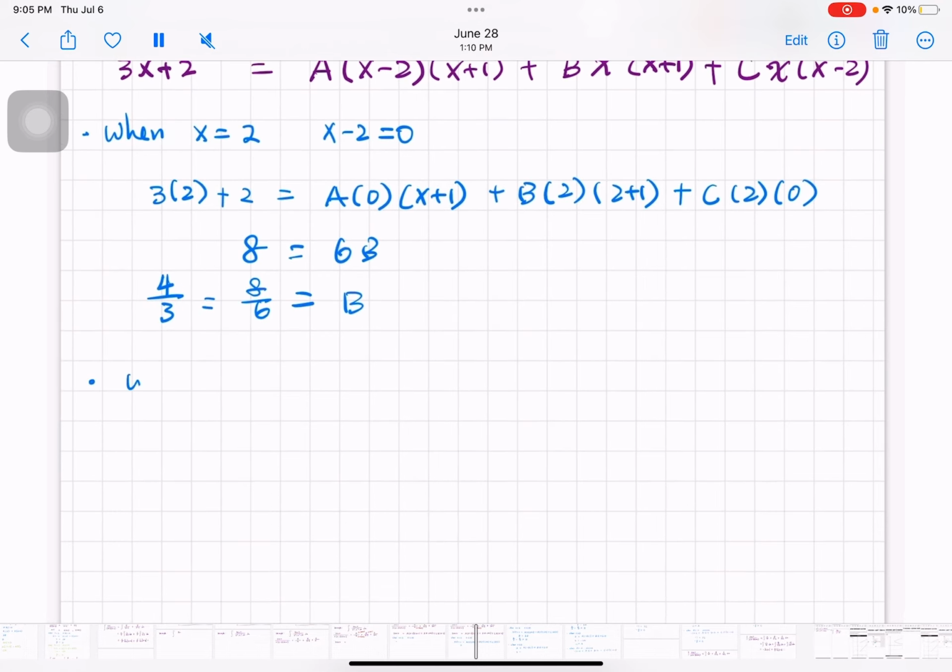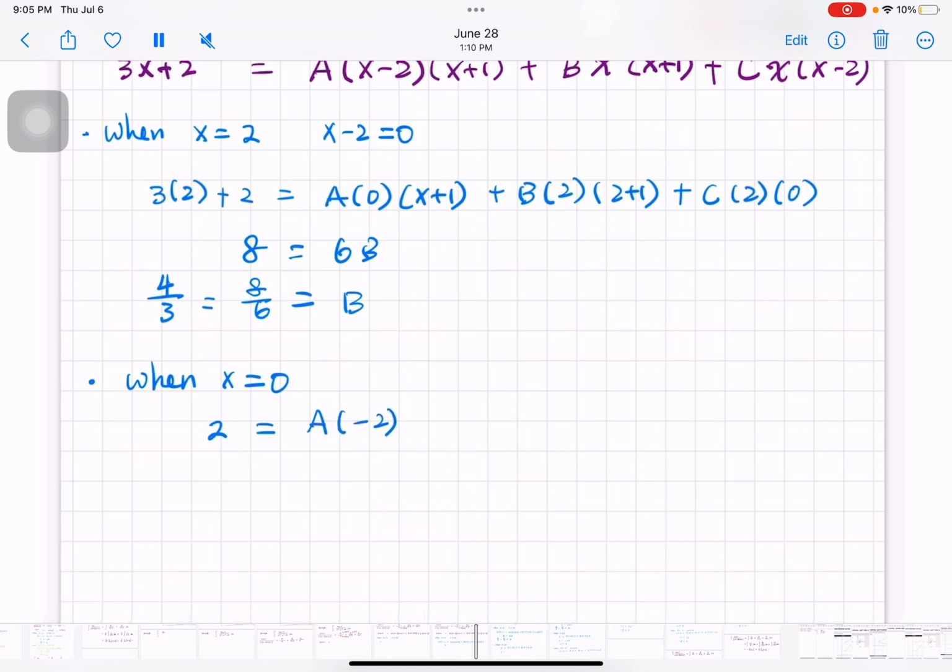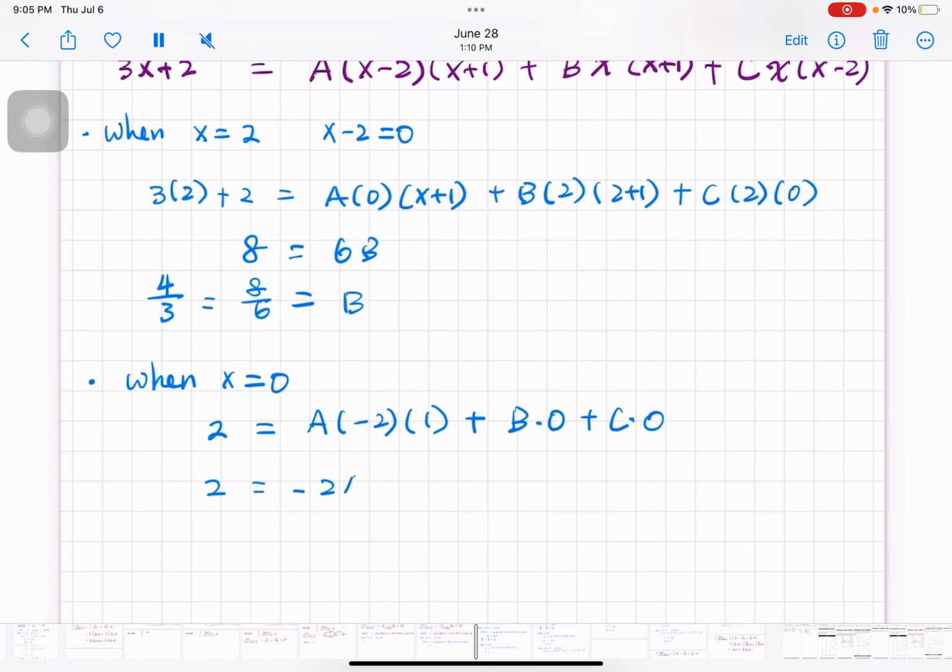I will do the same thing. I'm going to let x equal 0. In that version, it eliminates the B and the C. So I got 2 equals negative 2A. So A is equal to negative 1.